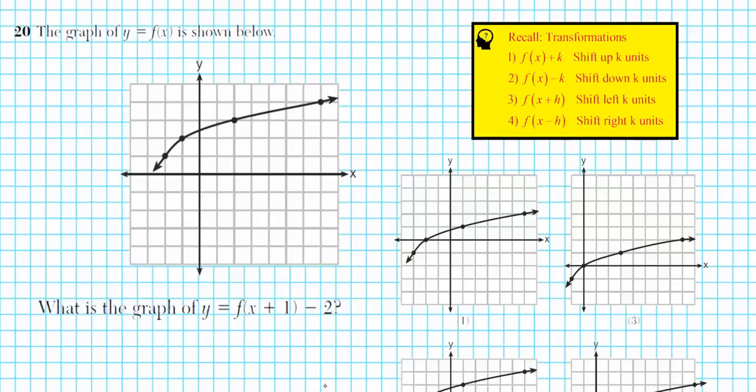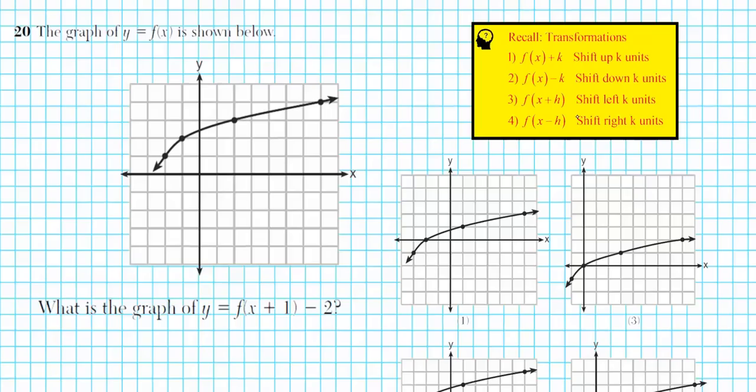So one thing I want to recall concerning translations in transformation is that when you have f of x plus k, that's a shift k units up. F of x minus k is a shift k units down, as it is in this problem. F of x plus h, you gotta be careful here. You shift left h units. So when the number is grouped with the variable, you do the opposite basically. And when you have x minus h, you shift to the right. So you want to be careful.